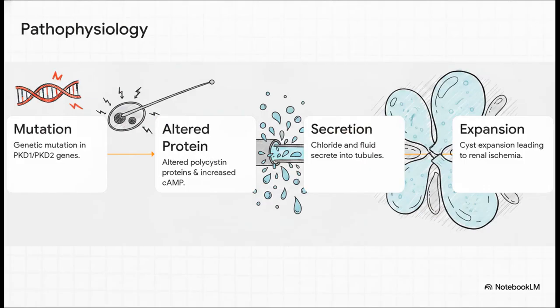So how does a genetic error actually crush healthy nephrons? Well, it happens step by step. It starts with that mutation, which alters how those polycystin proteins function in the primary cilia of the renal cells. This dysfunction triggers a massive spike in intracellular cyclic AMP, or cAMP. Think of high cAMP as a dangerous growth signal. It stimulates massive chloride and fluid secretion into the tubules, essentially blowing them up like water balloons. This physical expansion causes localized ischemia and progressive, irreversible damage.